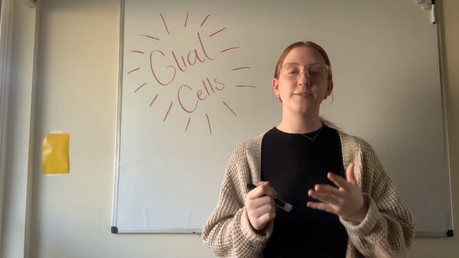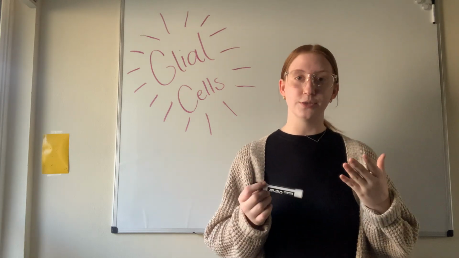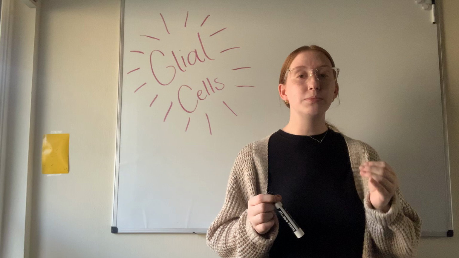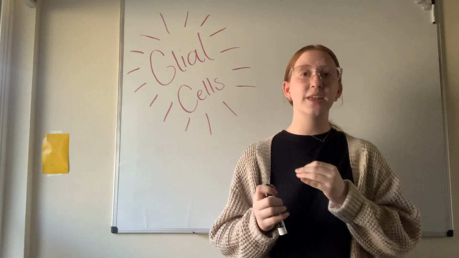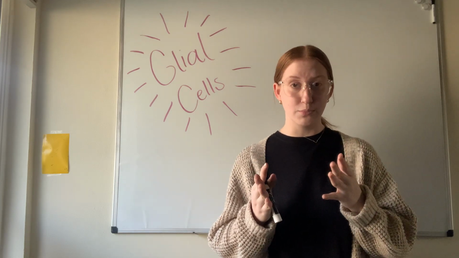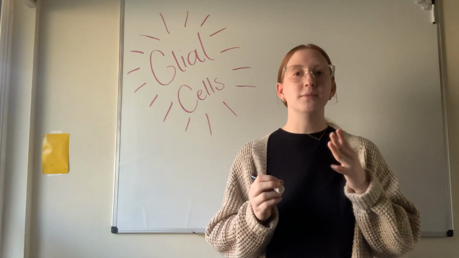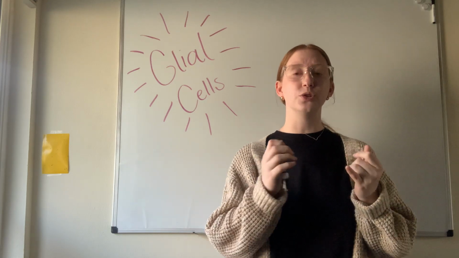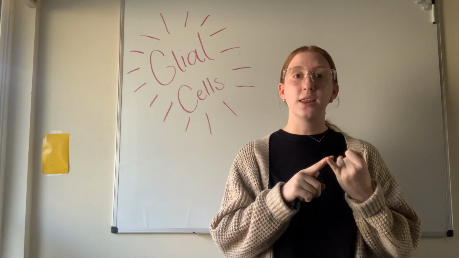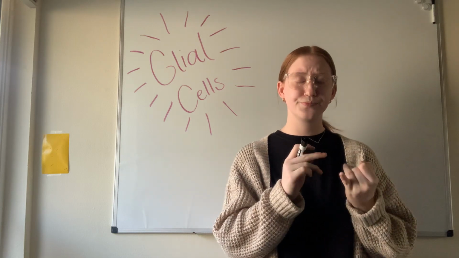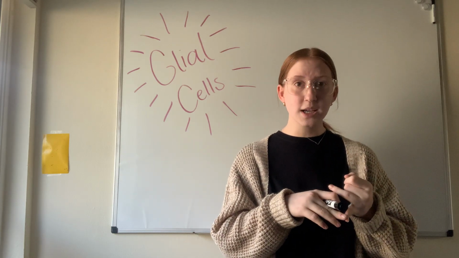Ependymal cells are found in the walls of the ventricles, where they produce cerebrospinal fluid, which will then circulate around the brain, performing many functions, including protecting the brain from injury and removing waste products from the brain.